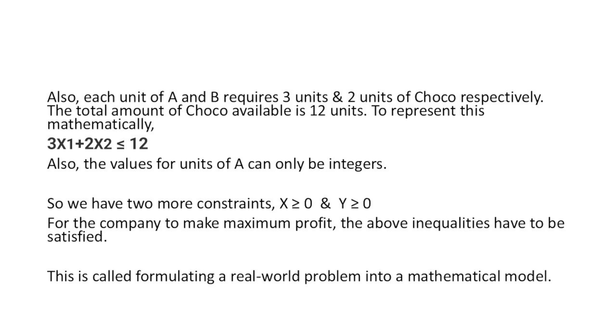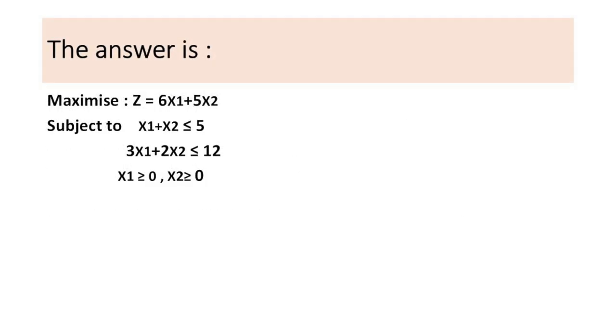And we have to specify the non-negativity constraint, which is there for all the problems. For the company to maximize profit, the above inequalities have to be satisfied. So the problem is formulated like this: maximize Z equals 6x1 plus 5x2 subject to x1 plus x2 less than or equal to 5, 3x1 plus 2x2 less than or equal to 12, x1 greater than or equal to 0, x2 greater than or equal to 0.